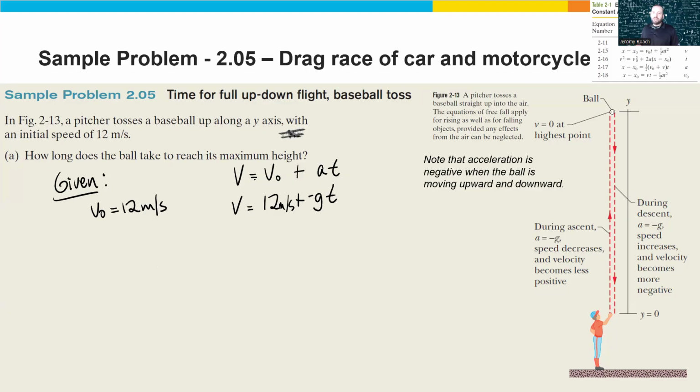So our velocity equals our initial velocity plus acceleration times time. Our initial velocity is 12. Our acceleration, even though this is going upward, is still negative g.